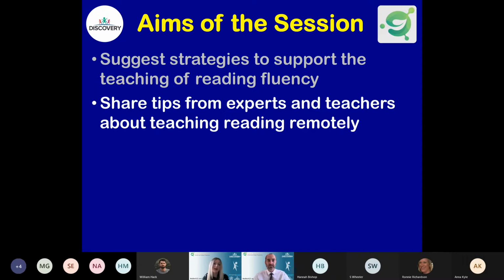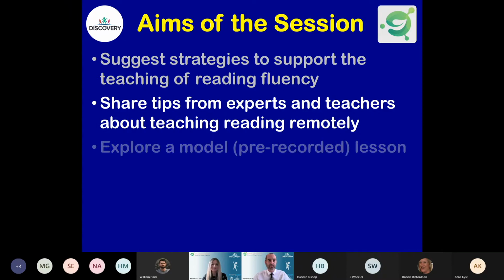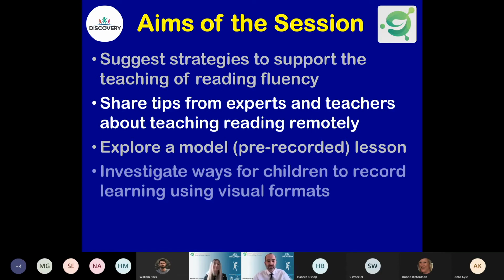We're also going to be sharing tips from experts and teachers about reading remotely. So we'll be looking at the experts and the research that's been done, as well as speaking from teachers across Discovery Schools Trust and finding out what they found that has worked best for them. We're going to explore a model lesson. It's a pre-recorded session that Maddie did, and I just want you to reflect on that and look at some of the good things that she does within that lesson. And then investigating ways for children to record learning in visual formats.